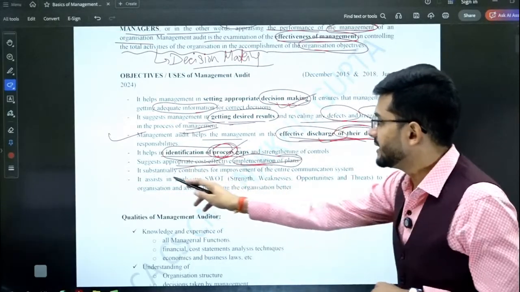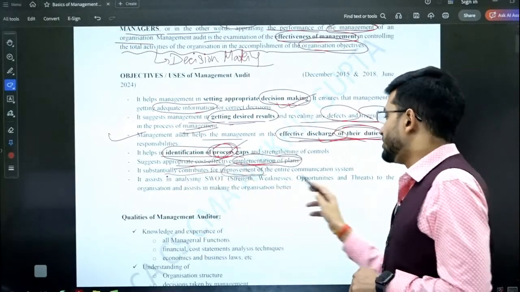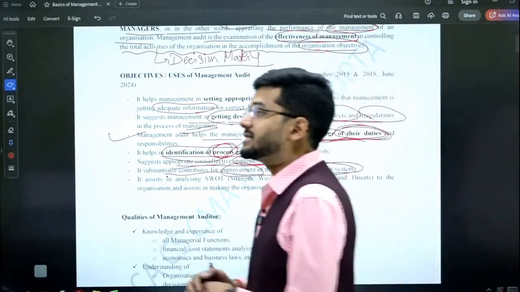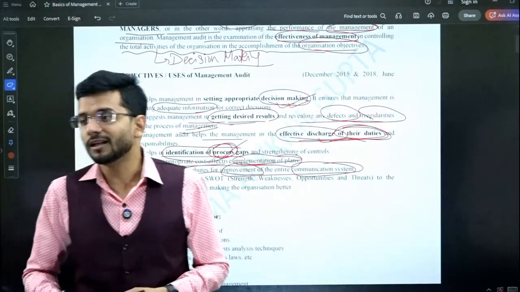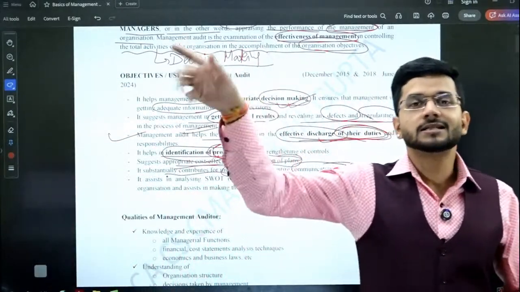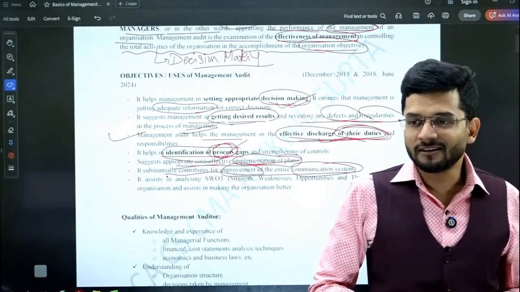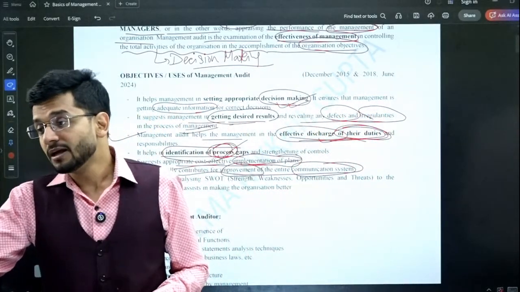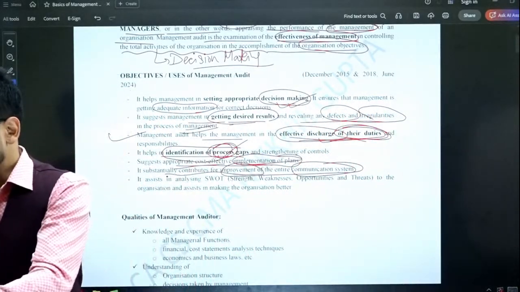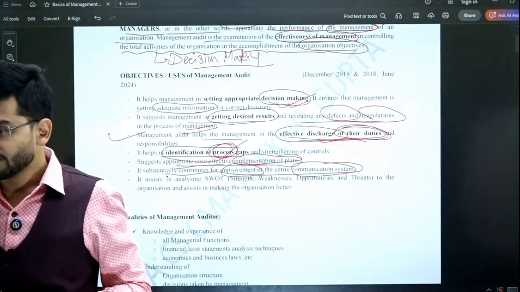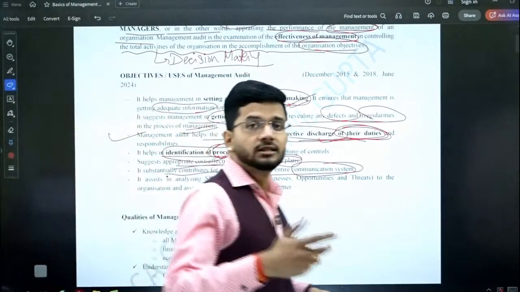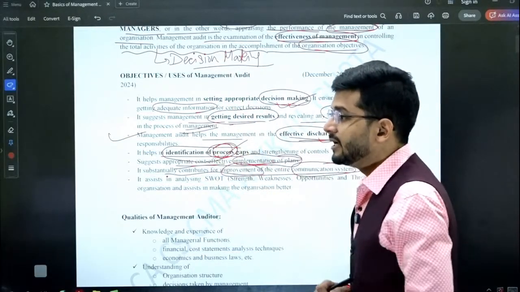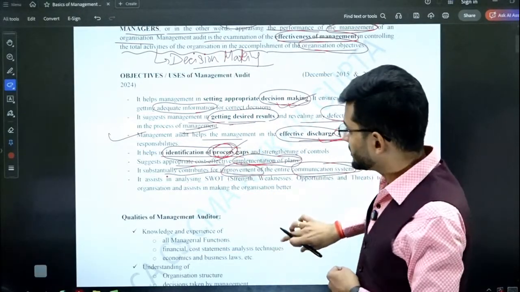It substantially contributes to the improvement of the entire communication system. We have been studying this since our 11th standard. If you are a commerce student, then in 11th standard business studies, we have understood the importance of correct communication in an organization. If communication is not effective, if communication is not up to the mark, then management goes for a toss, management goes for a standstill. So we ensure using management audit that communication is also up to the mark.